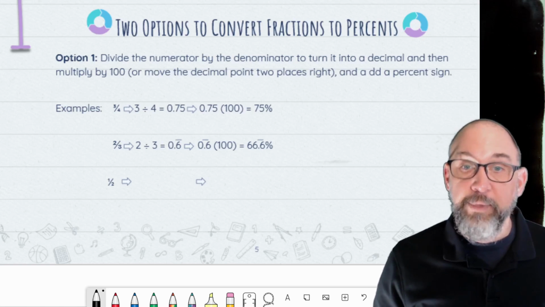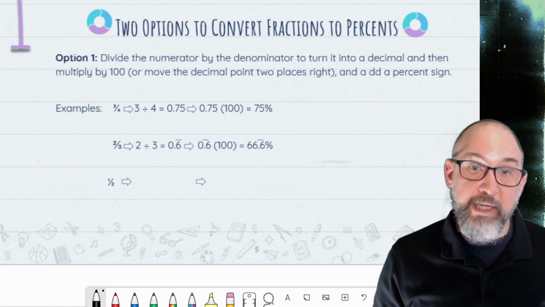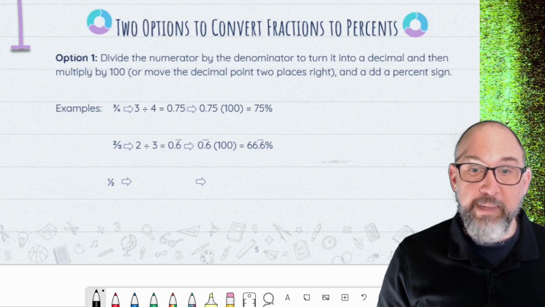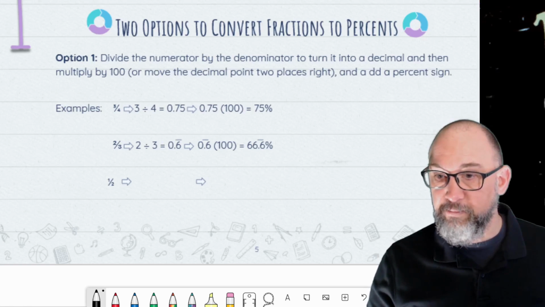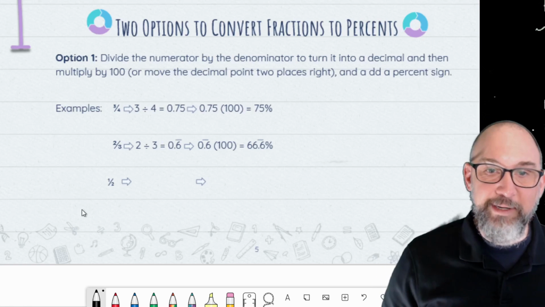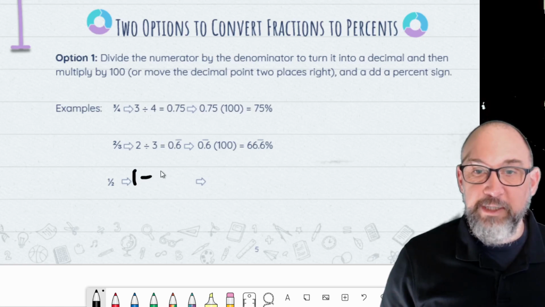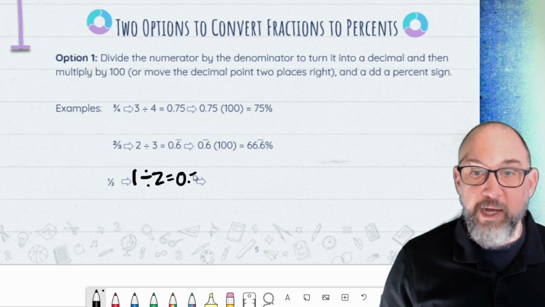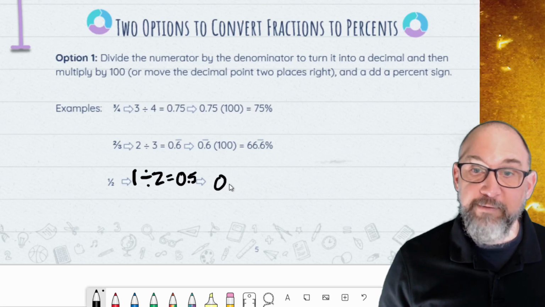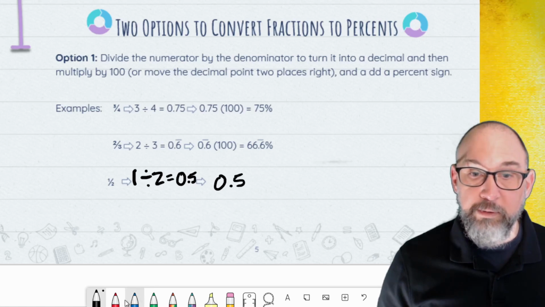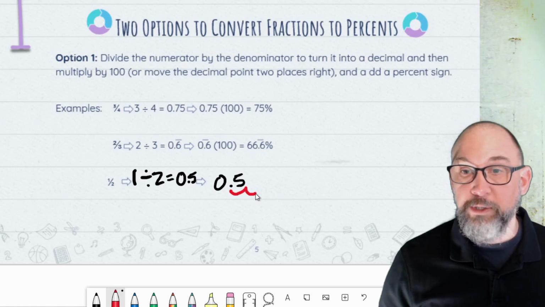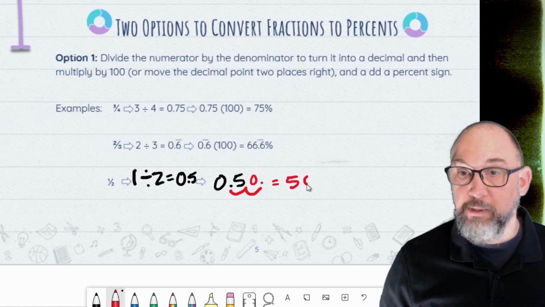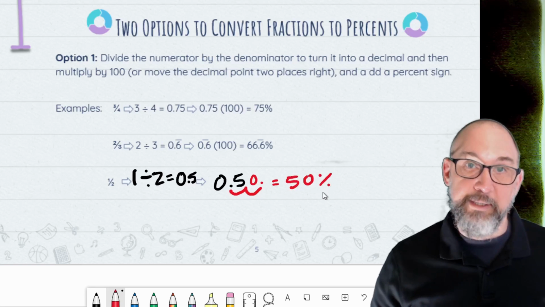So for example, let's turn 1/2 into a percent. So the first thing I do is divide. So I do 1. Hold on, I have to put my pen on. Sorry about that. There we go. Let's try that again. 1 divided by 2, and 1 divided by 2 equals 0.5. Then you take that 0.5 and multiply it by 100, or you just move that decimal point 2 places to the right, add a 0, and add a percent sign. So that would be 50%.